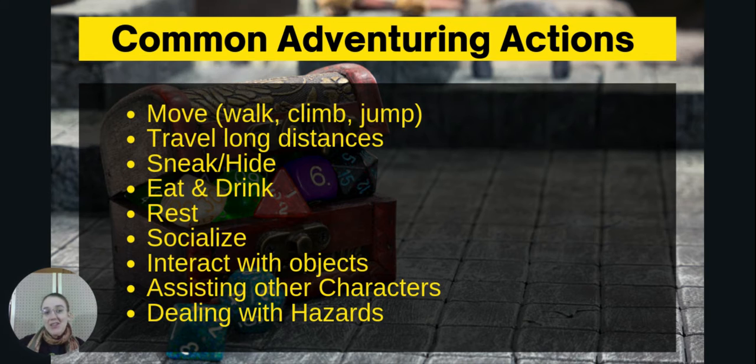Now it's time to actually get into the actions you take on an adventure. So during an adventure, here are common things you might do. You move, travel long distances, sneak or hide, eat and drink, rest, socialize, interact with objects, assist other characters, and deal with hazards. We're going to go through each of these and how it works in the game of D&D.